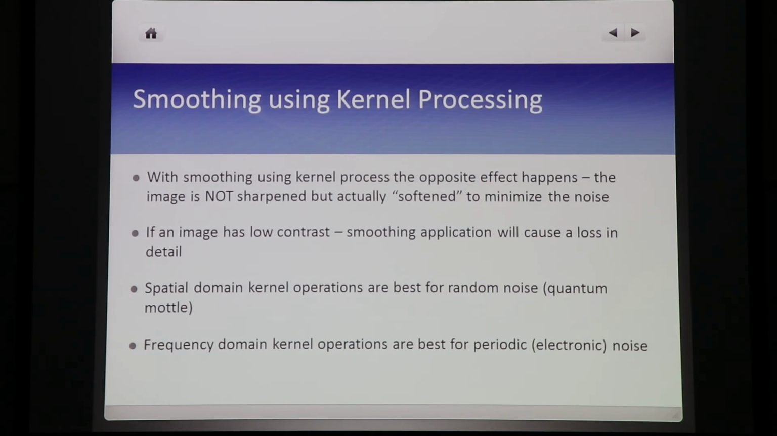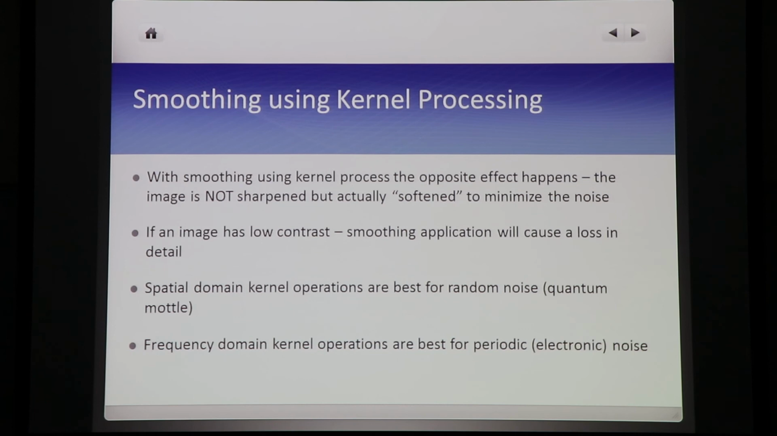Smoothing, using kernel processing, is the opposite effect of edge enhancement. It doesn't sharpen the image, it actually softens it to minimize the noise. In edge enhancement, you may have sharper edges, but you're going to have more noise. In smoothing, you're not going to have sharp edges, but you're going to lose the noise. It's going to decrease all the noise.